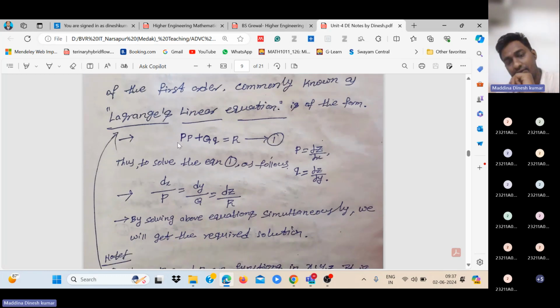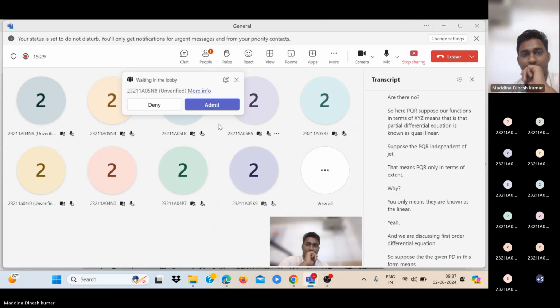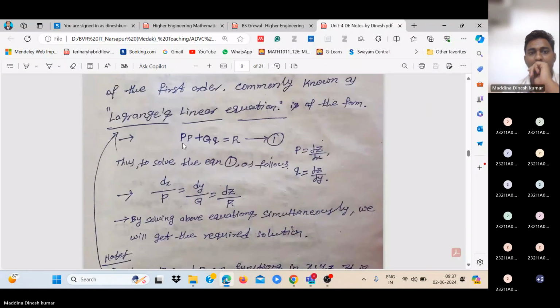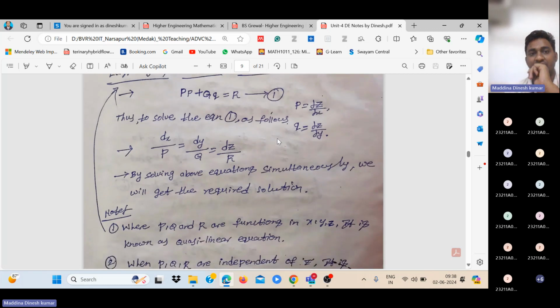Suppose the given PDE is in this form and it is linear, then we will write it in this form: dx by capital P, dy by capital Q, and dz by capital R. Then we will equate these fractions and find the two solutions. First we have to see whether it is a linear first order PDE or not.